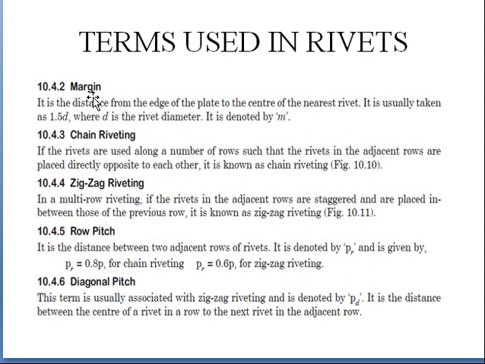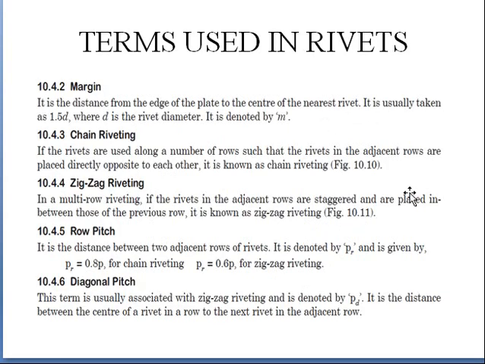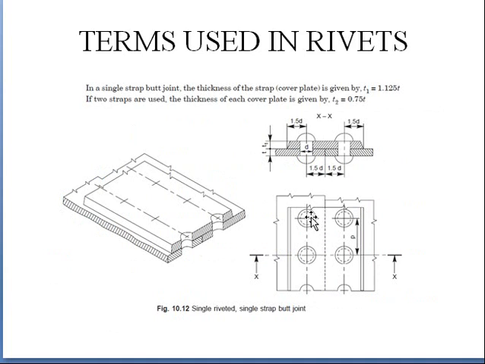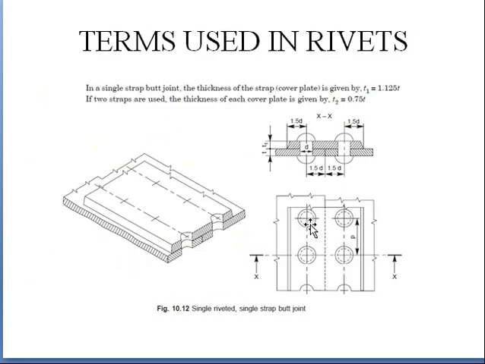So now let us go back to the definitions here. The formula for margin: it is the distance from the edge of the plate to the center of the nearest rivet. This is the edge and this is the center, and the distance is 1.5 D. Next one is chain riveting and zigzag riveting. Here you have arranged the rivets in line, so this is chain riveting. Now if you have two rivets like this, and another rivet in the middle, then we call it zigzag riveting. In chain riveting, the distance between this row and this row will be more, but in zigzag riveting, you can reduce the distance.